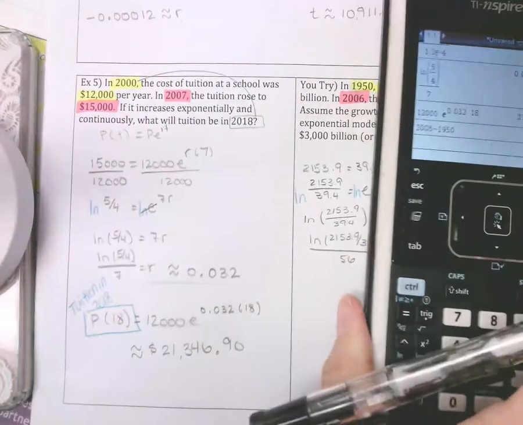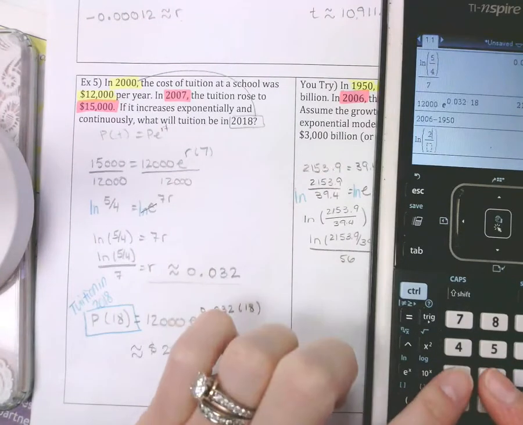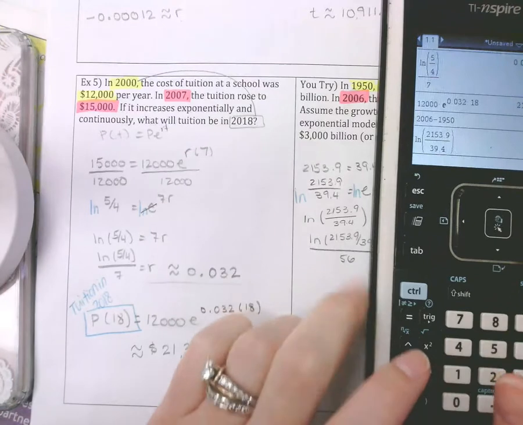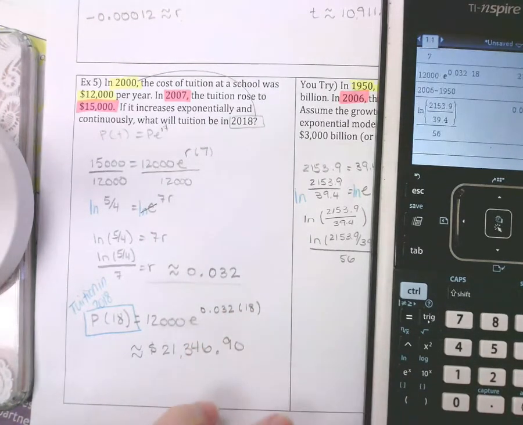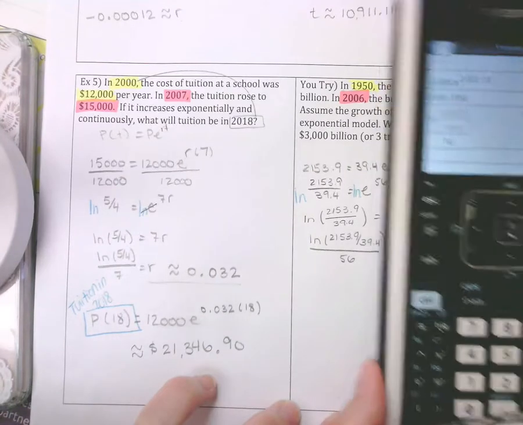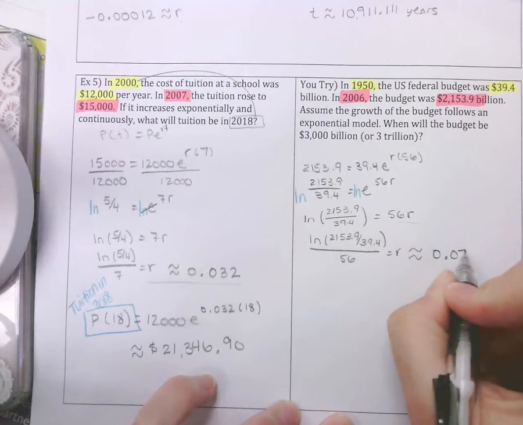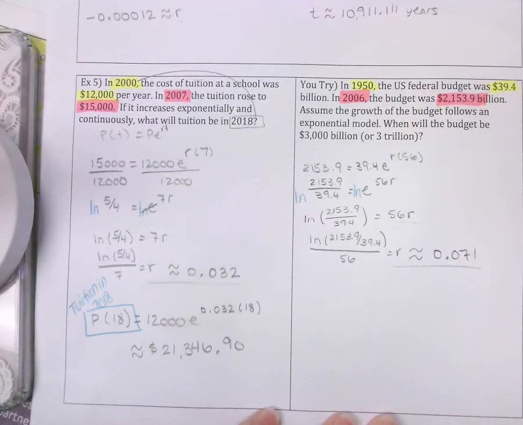So type it all in at once. You can do the fraction button, 2153.9 over 39.4, and then after the parentheses divided by 56. So I got 0.071. If you get something close to that, maybe slightly different, it could be because you rounded early.